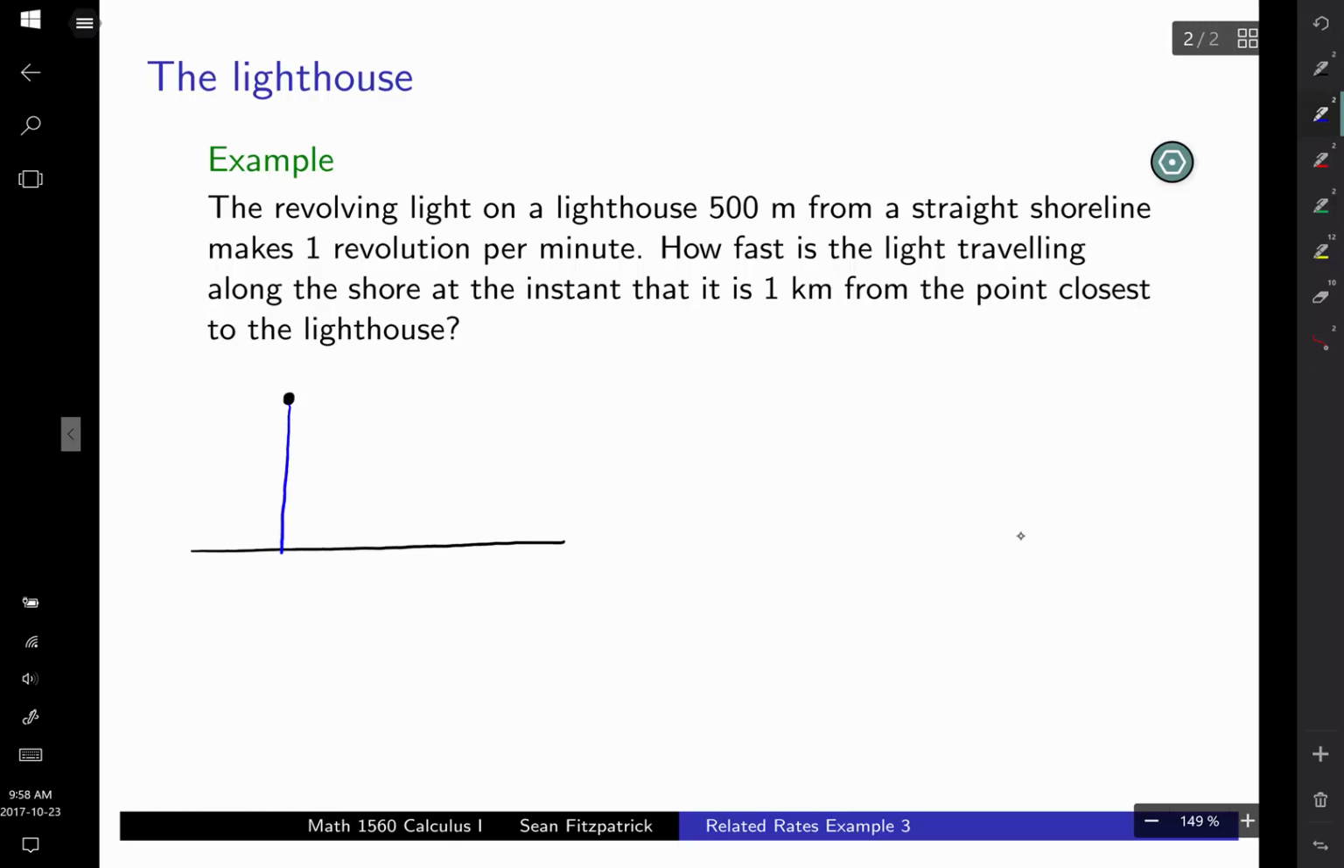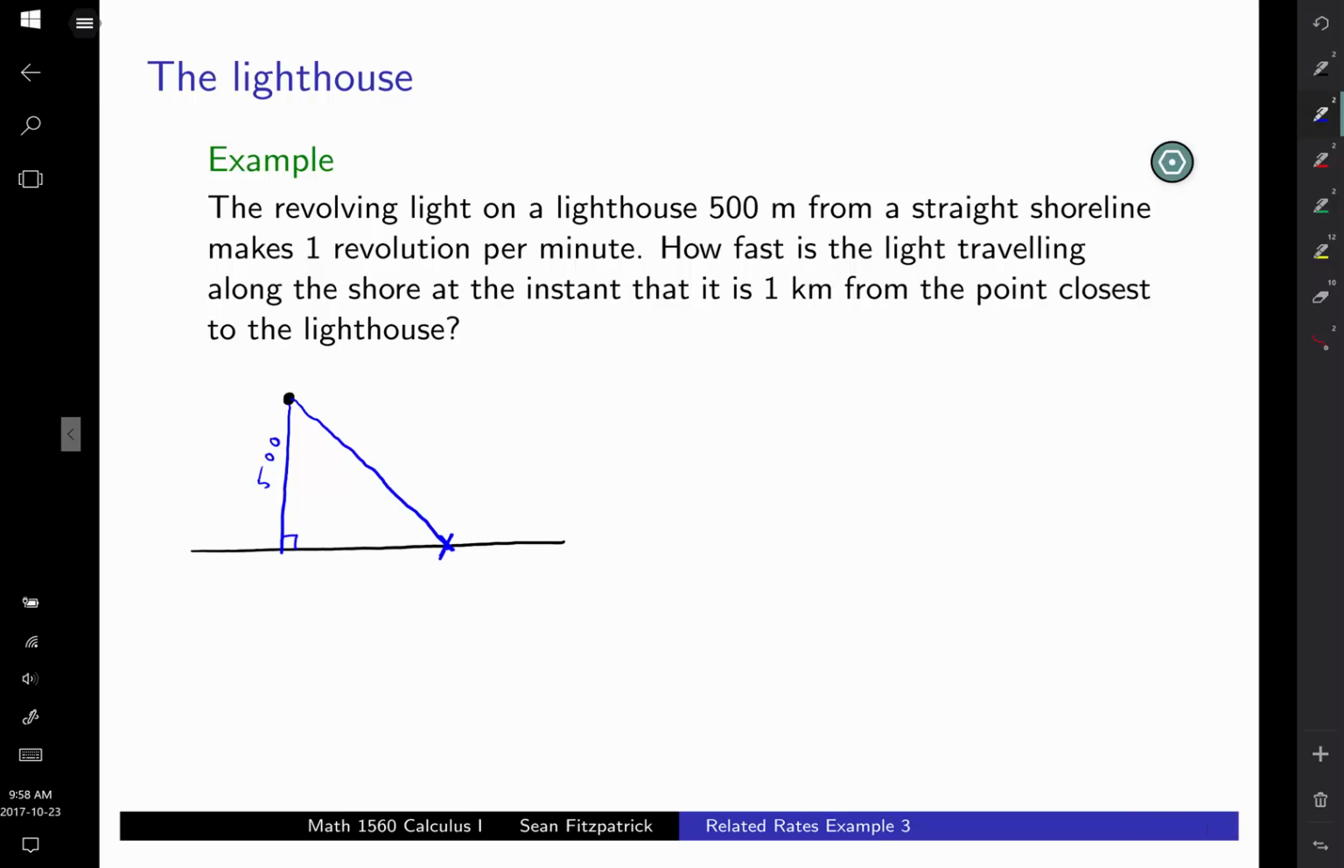The distance from the lighthouse to the shore, distance is always measured as perpendicular distance, is 500 meters. And we want to know how fast that light is traveling. So the beam of light, and we're going to assume that the beam of light doesn't expand too much, right? There's a beam of light coming out from the lighthouse, and it lands at some point on the shore here, okay?